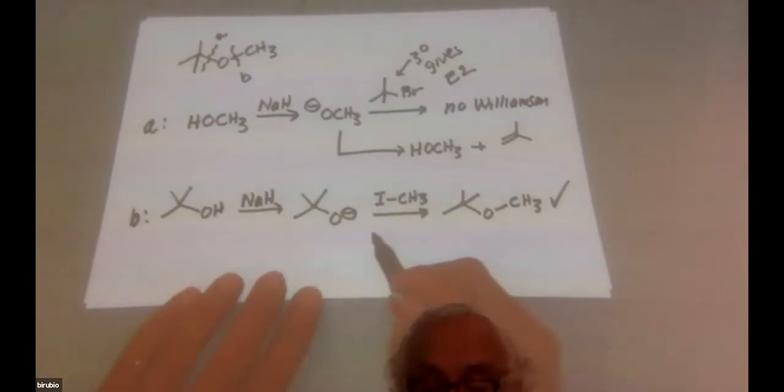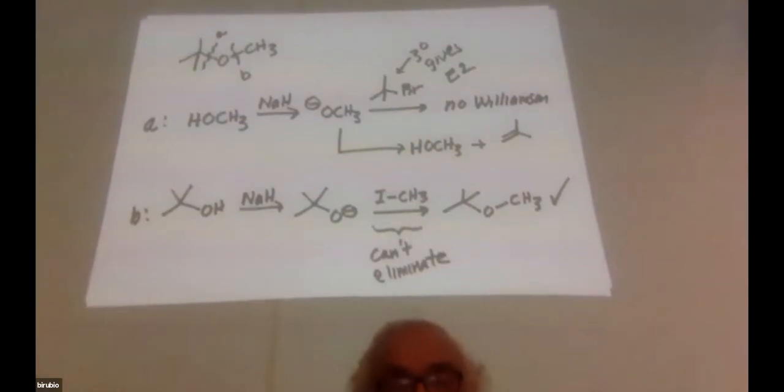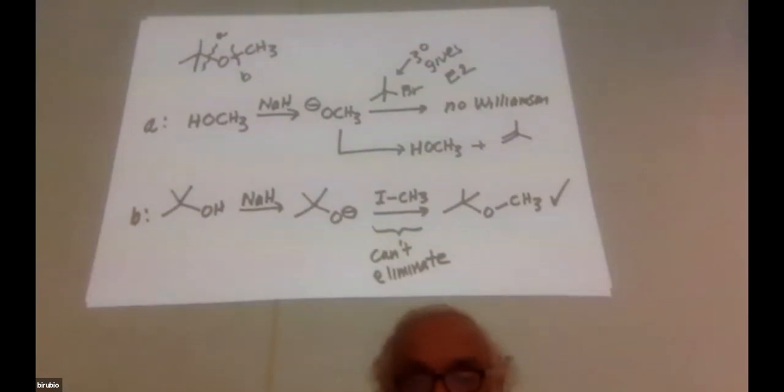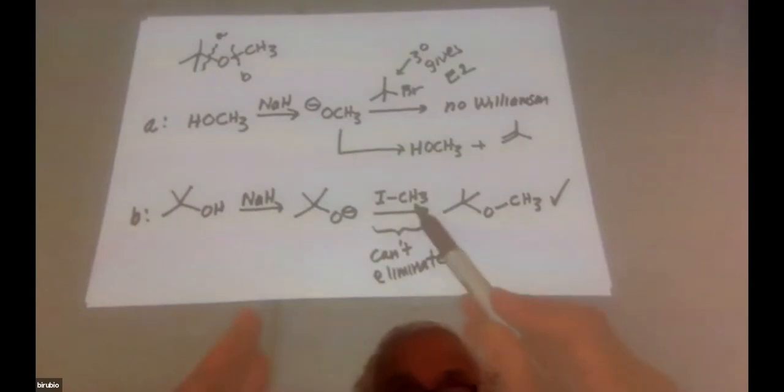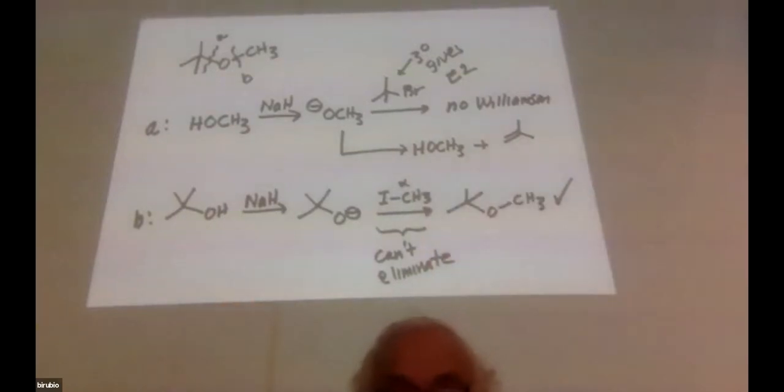Because this thing can't eliminate. Elimination sets up a new double bond between the alpha carbon and the beta carbon. That presupposes that the molecule has two carbons in it. This guy doesn't, right? This is the alpha carbon. That's the carbon that bears the leaving group. Where's the beta carbon? Where am I going to draw a double bond from this carbon to another carbon?